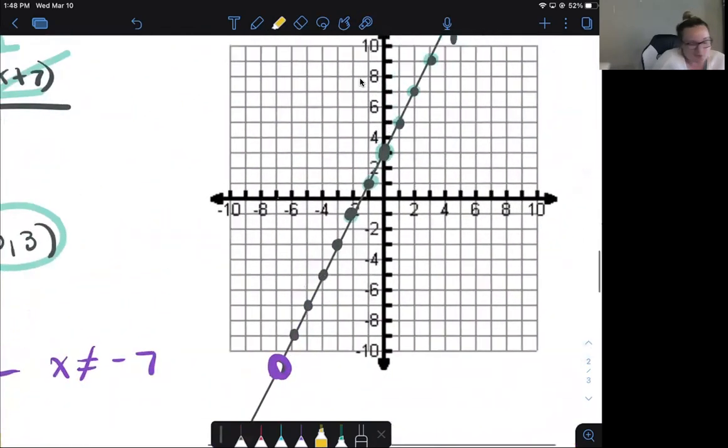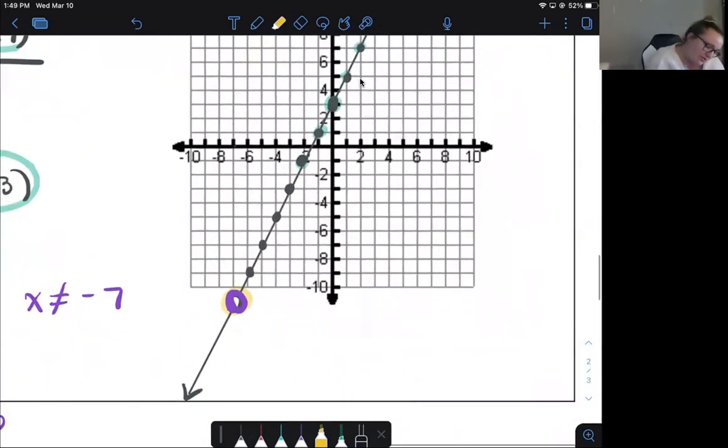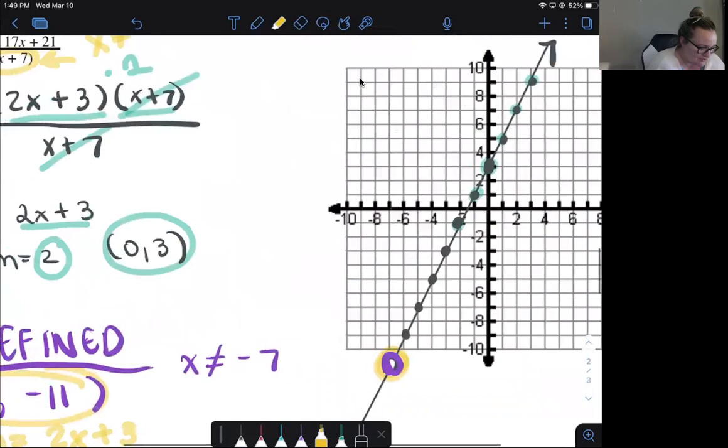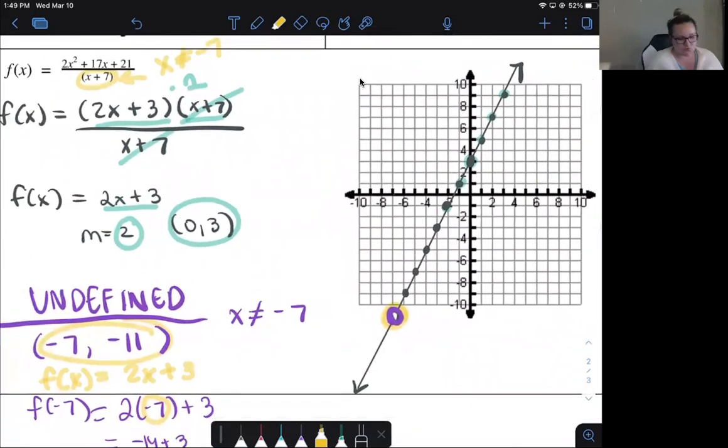And since that's close to fitting on the graph, I didn't think it was worth relabeling anything. So I just graphed it down here and then showed my line going off the coordinate plane, which is fine because it extends forever anyway, right? So there we go. Hopefully you have your undefined point at (-7, -11) as well, and a slope of 2 and a y-intercept of (0, 3).